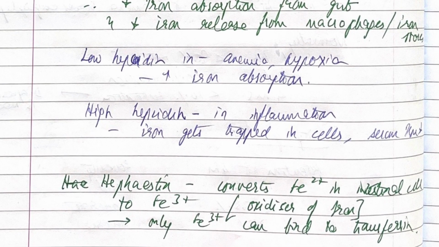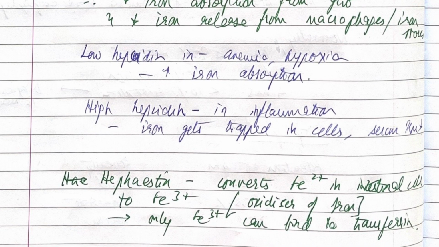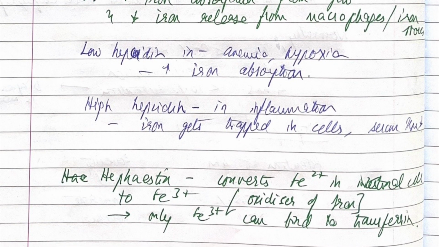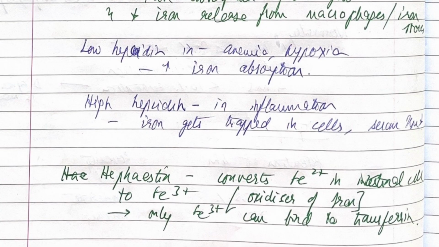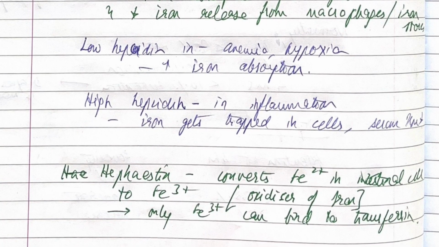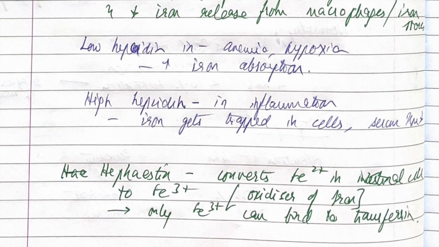What does hephaestin do? It converts ferrous to ferric form in the intestinal epithelial cell, so it's an oxidizer of iron, and only the ferric form can be bound to transferrin.